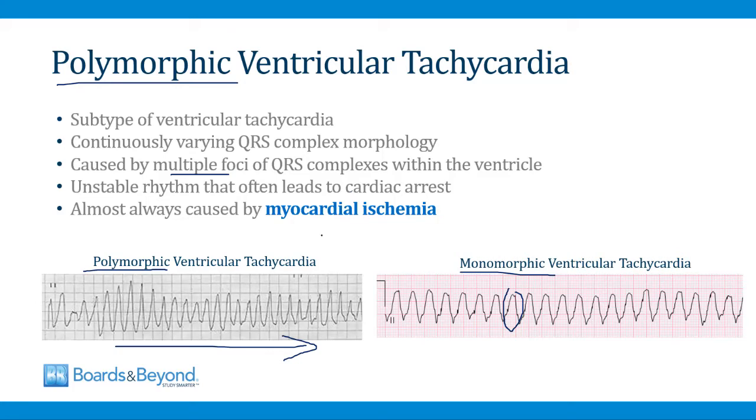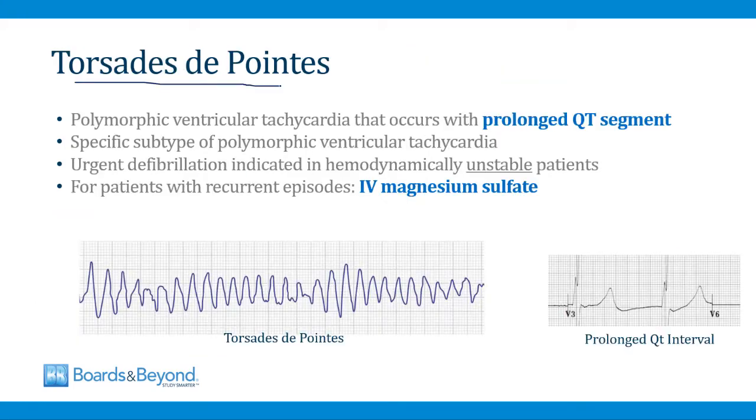And usually polymorphic ventricular tachycardia occurs in patients who have myocardial ischemia. So for example, a patient with a STEMI can have ischemia to the entire anterior wall of the left ventricle. That often leads to polymorphic VT with lots of abnormal foci of electrical activity in the ventricle. Torsade de Pointes is a special subtype of polymorphic ventricular tachycardia that occurs in patients who have a prolonged QT segment on their surface ECG.